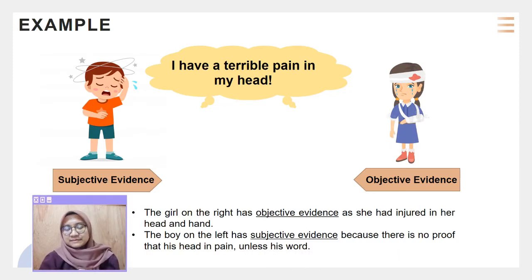Look at the picture. There are a girl and a boy. Both of them are having terrible pain in their head, but with two different conditions. The girl on the right has objective evidence as she is injured in her head and her hand. Meanwhile, the boy on the left has subjective evidence because there is no proof that his head is in pain unless he's hurt. I hope that this simple example can help you understand more the difference between objective and subjective evidence.